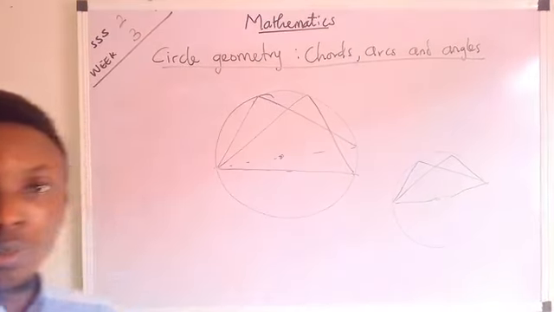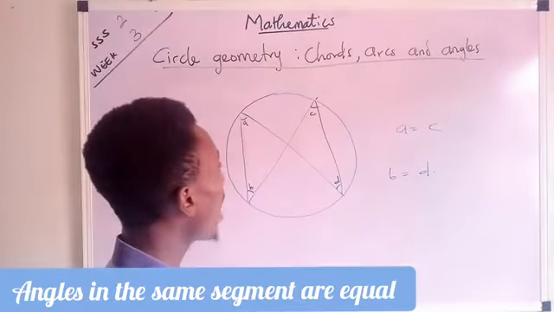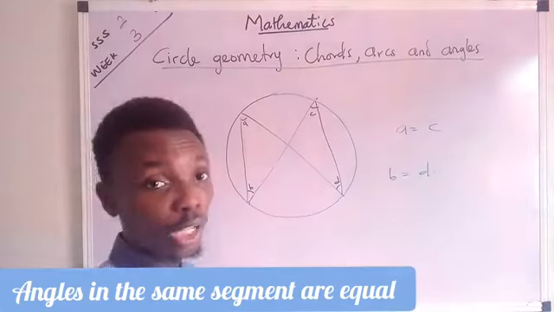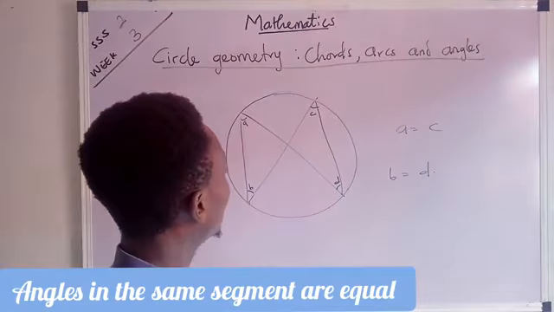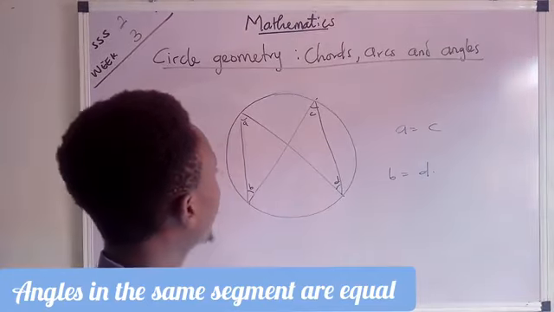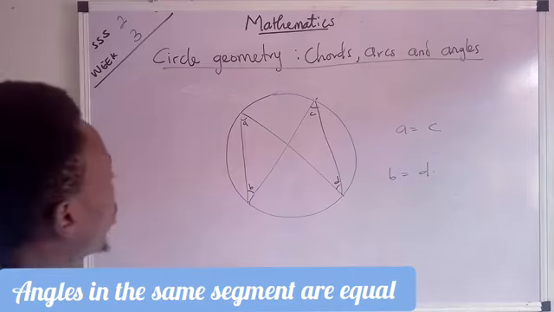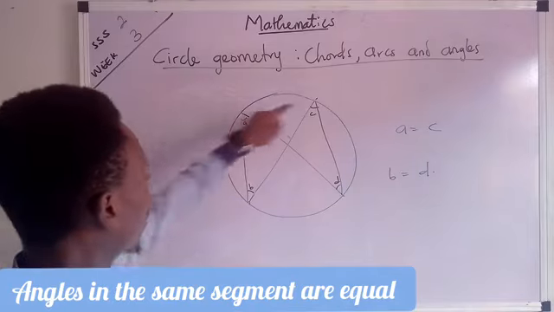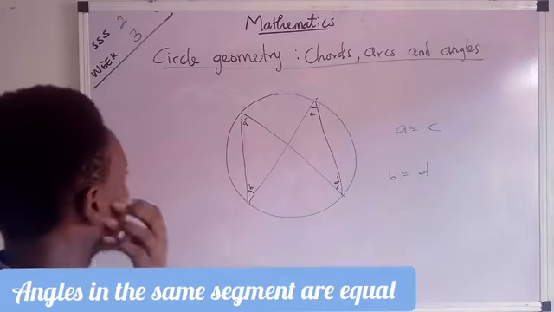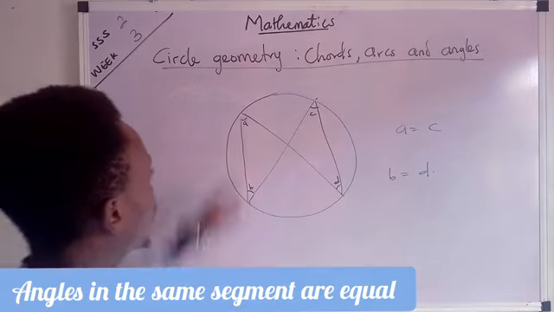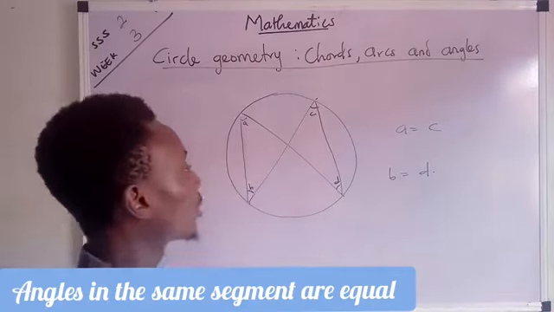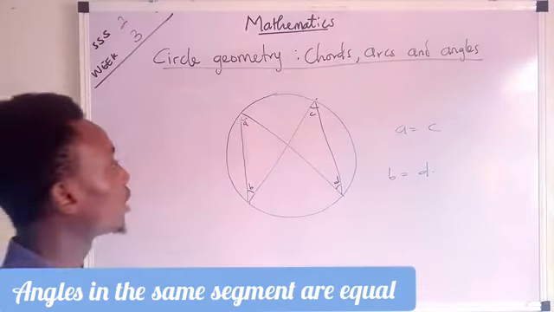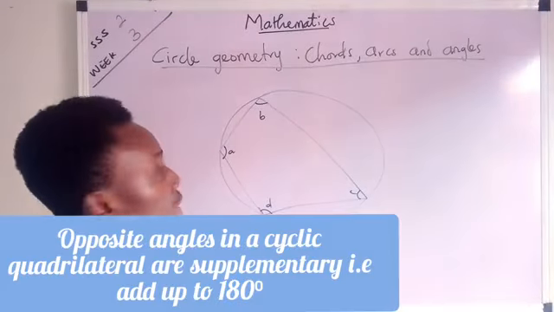So do take note. The fourth theorem states that angles in the same segment are equal. And so you have this and this. Now these two are equal and these two are also what? Equal. Do take note.